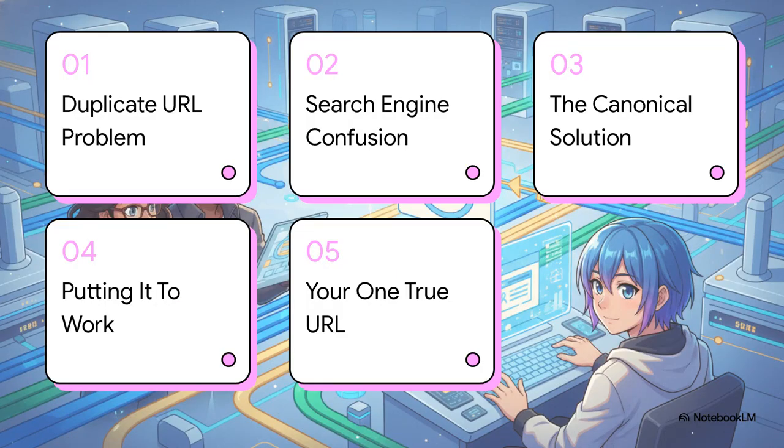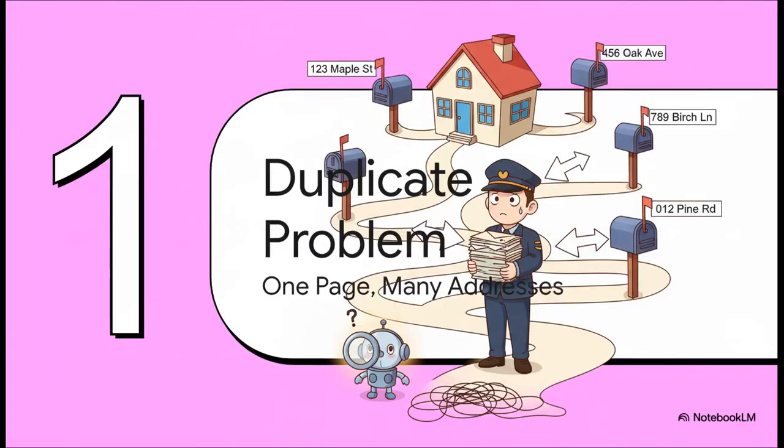So here's what we're going to cover. First, we'll dig into what this duplicate URL problem even is. Then, we'll see why it throws search engines for a loop. After that, we'll introduce the hero of our story, the canonical tag. I'll show you exactly how to put it to work, and we'll wrap up by seeing how it all comes together to create your website's one true URL. Okay, let's dive into this.